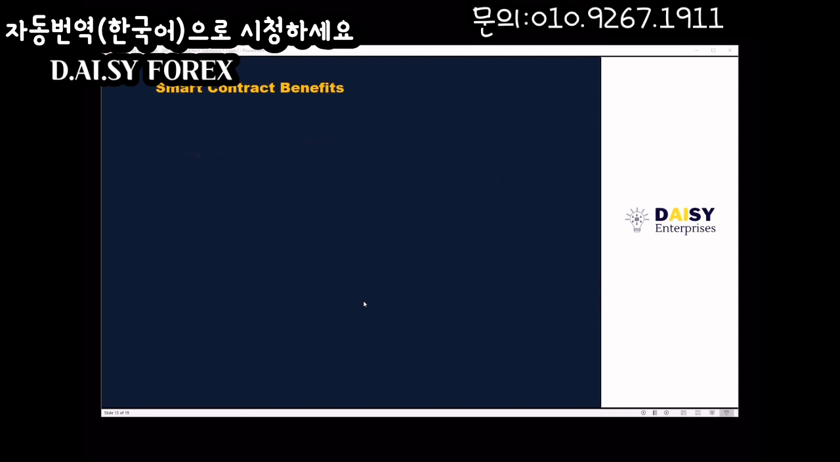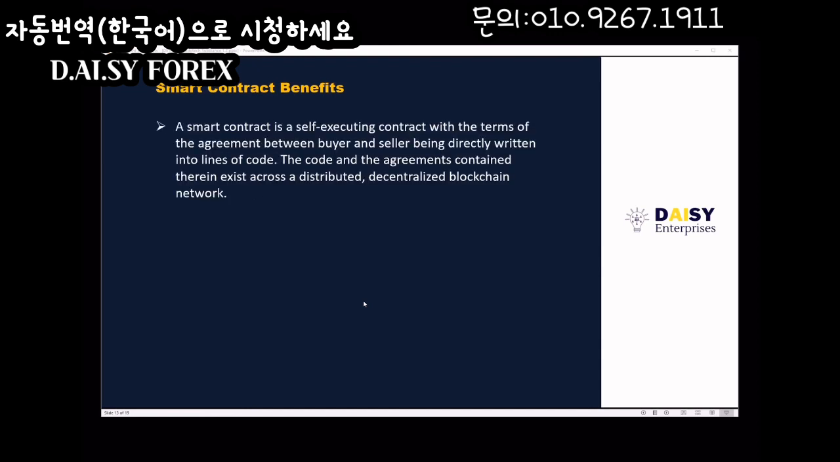Smart contracts. Well, people say to me, why a smart contract? Why not just do it the traditional way? Well, a smart contract is a self-executing contract within the terms of the agreement between the buyer and the seller, being directly written into the lines of code on the blockchain. The code and the agreements contained therein exist across a distributed, decentralized blockchain network, which means that if you agree to do A and you do A, automatically B will occur.